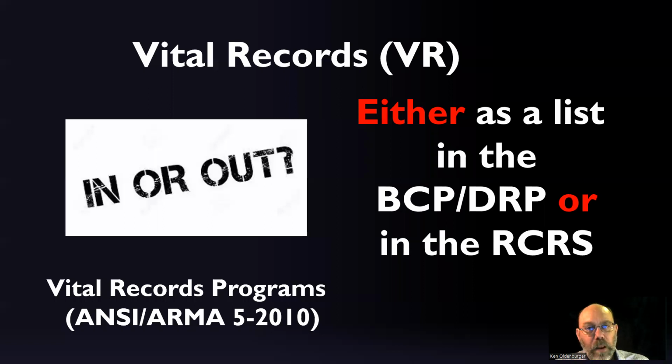All right. Vital records tags. In or out? I'm 50-50 on this one. I have a tough time with not putting these in. If there is a very good and healthy business continuity plan or disaster recovery plan that has lists of the vital records, then they don't really need to be in the classification system.